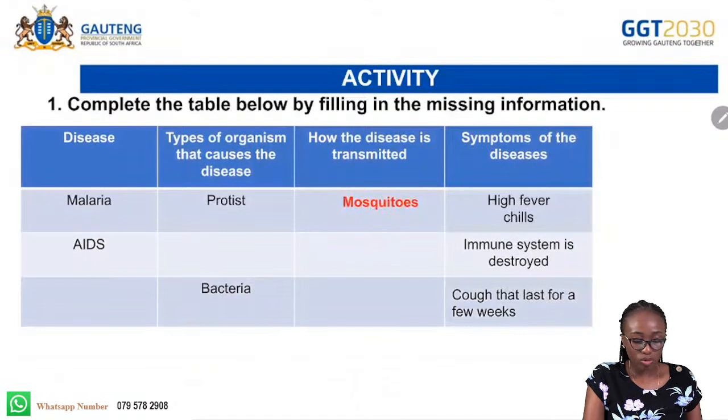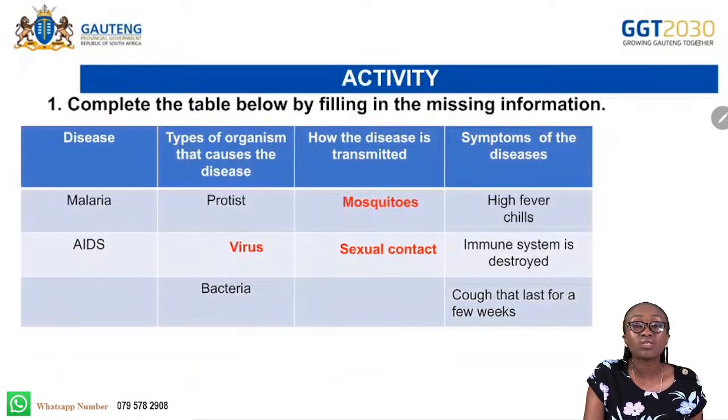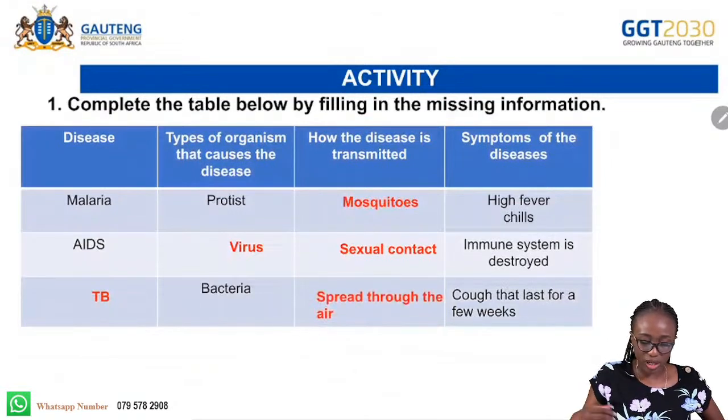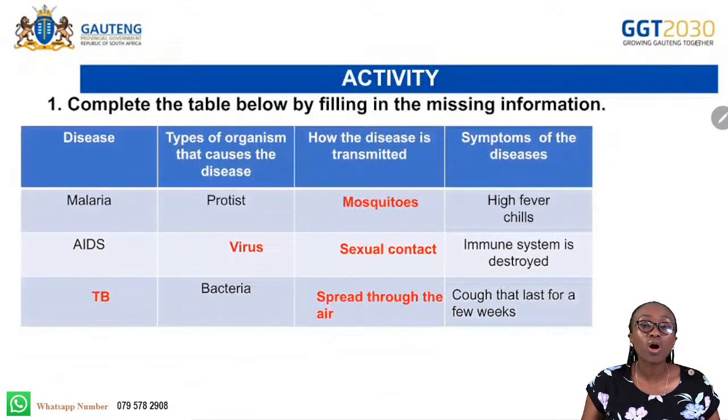The disease is called AIDS. What is the type of organism that causes it? It is a virus. And how is it transmitted? Through sexual contact, so it's contact from person to person. What are the symptoms? The immune system is destroyed, so you are left vulnerable to any other diseases out there. And then what is the name of the disease that is caused by bacteria, and the symptoms are a cough that lasts for a few weeks? It is TB or tuberculosis, and it is spread through the air. Take 1 minute to copy down the corrections, then after 1 minute we will continue with the rest of the lesson.